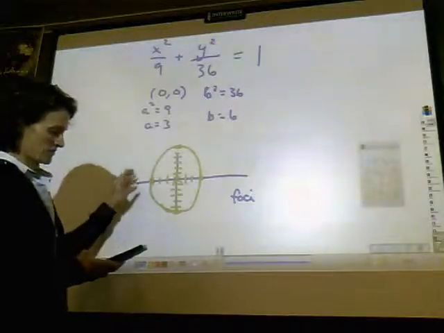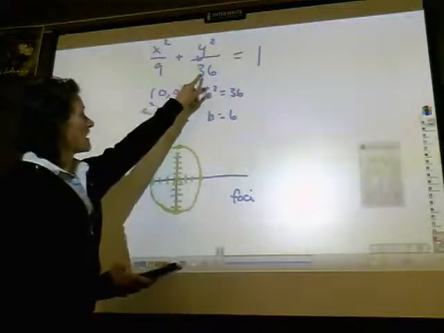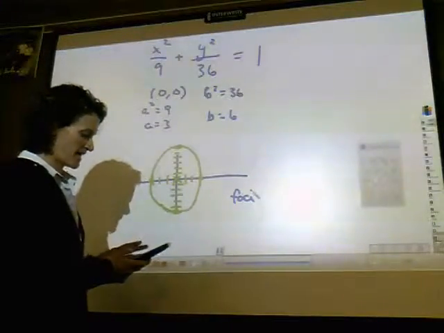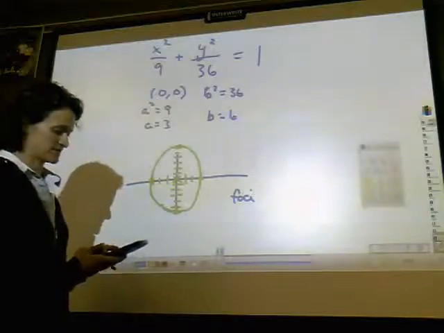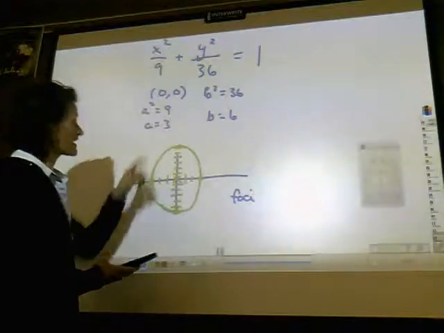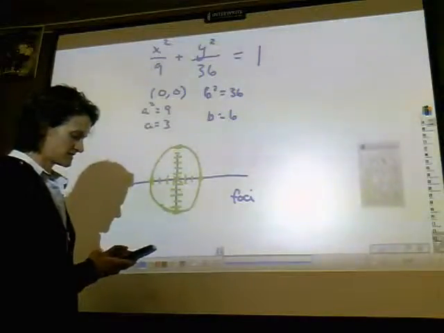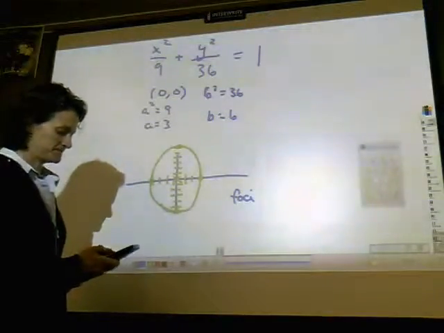Enter in your a, which, look up at your standard form, 36 is underneath the y squared term. A is underneath the y squared term in the app. So we're going to put the 6 in there, and we're going to put the 3 in for B. H is 0, K is 0. Graph it.